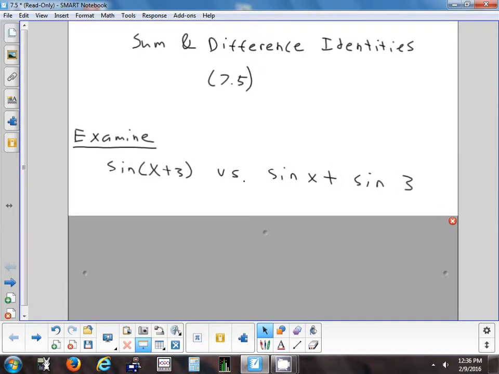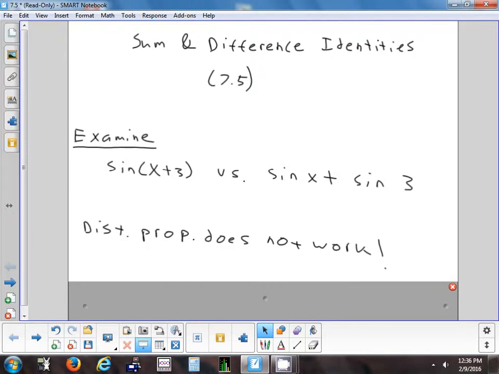So the first one deals with this kind of situation. If you have the sine of a sum, the question is, can you split it like that? And the answer is no. You can't really use the distributive property with the word sine. It just doesn't work.